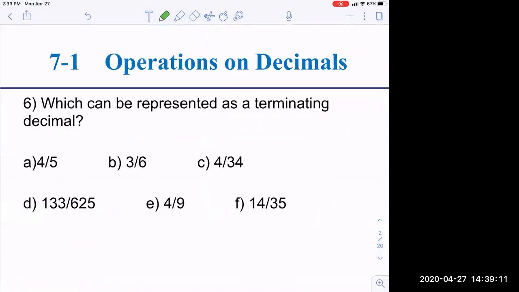Let's do a review. So we have a theorem that basically says if we have a fraction in simplest terms, or reduced to its fullest, if the denominator in prime factorization contains only 2's or 5's or powers of, then it terminates.